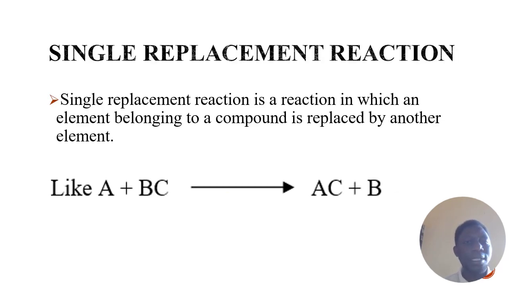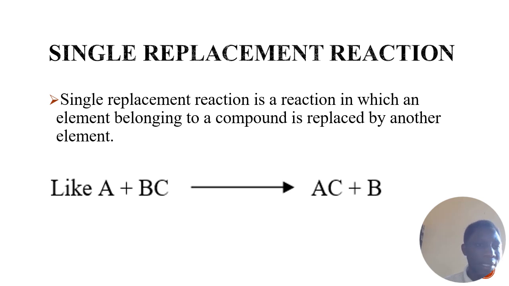The third type is the single replacement reaction. A single replacement reaction is a reaction in which an element belonging to a compound is replaced by another element. For example, when A reacts with BC, it produces AC and B. To mean, this A attacks C and here B remains alone.